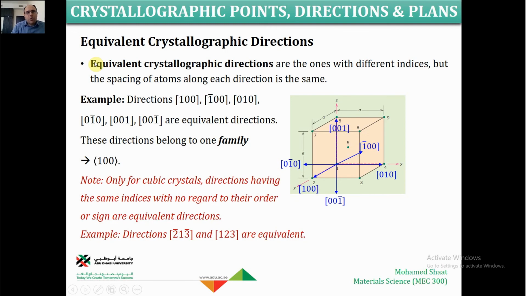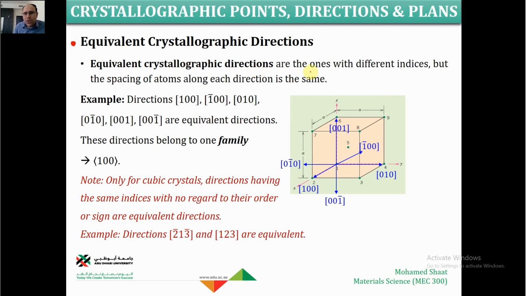Alright, so now the equivalent crystallographic direction. So what is an equivalent crystallographic direction? We discussed these directions and we said that for any cubic crystal, for example, we're still focusing on the cubic crystal, we do have multiple directions, like this direction 0, 0, 1, -1, 0, 0, 0, 0, 1, 0, and so on. So all of these are different crystallographic directions. So are they equivalent or not? So what is an equivalent crystallographic direction?